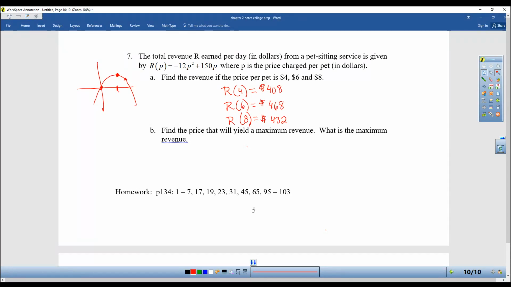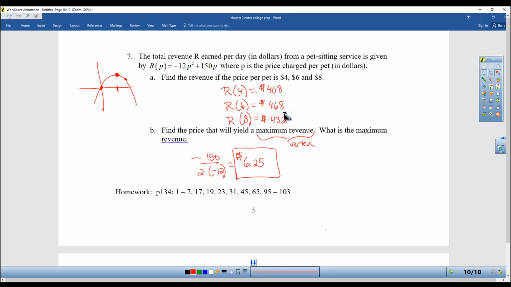So what is that sweet spot? What is that price that's going to yield a maximum revenue? They're looking for the vertex. So negative B over 2A gives me 6.25. But don't just write that. It's $6.25 per pet. So make sure you list it as that's the price.